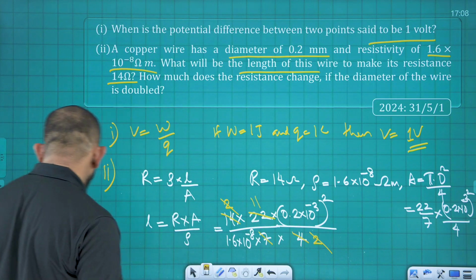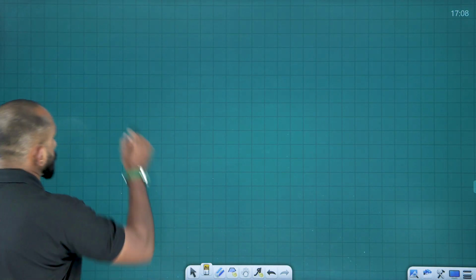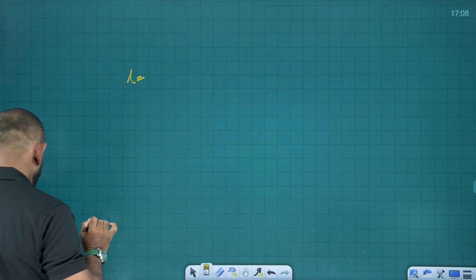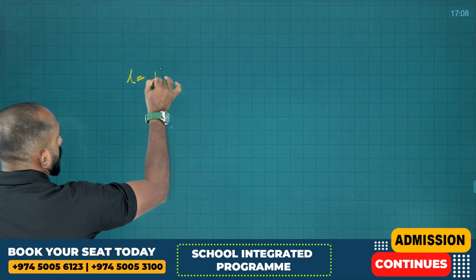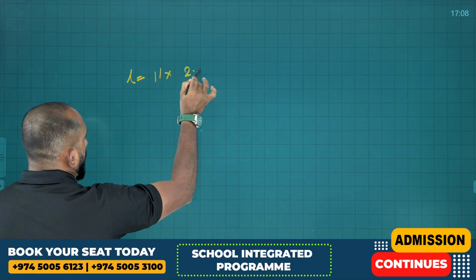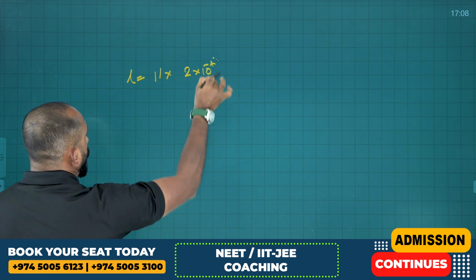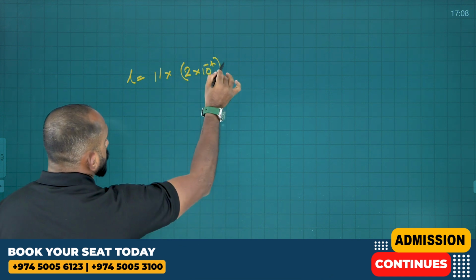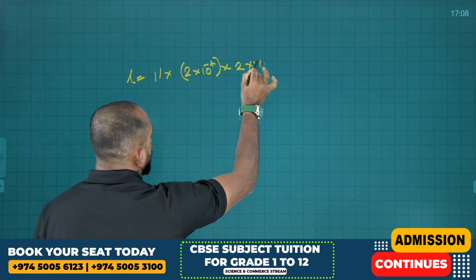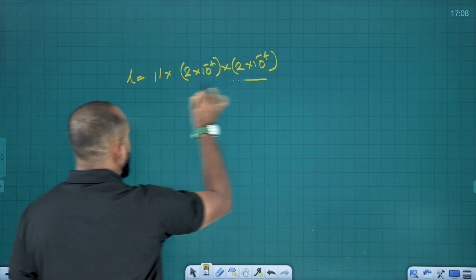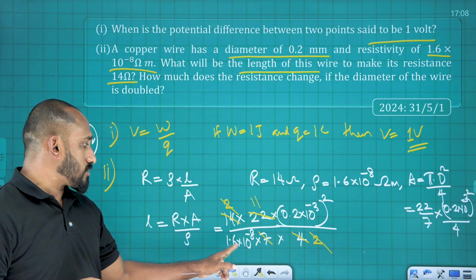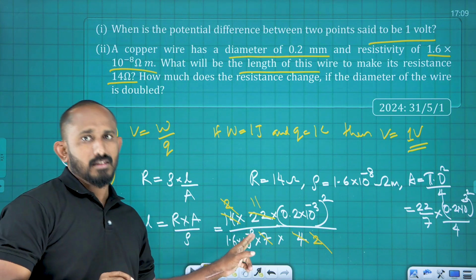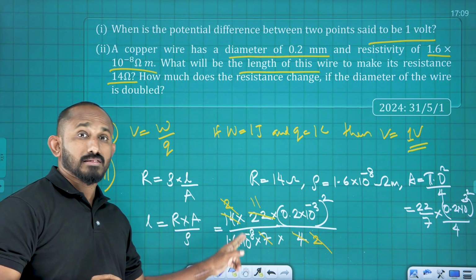So here, the final answer will be like L is equal to, we have numerator 11 into 0.2, I am writing 2 into 10 raised to minus 4, the whole square is there, so 2 times you have to multiply, 2 into 10 raised to minus 4, divided by the denominator. All is cancelled, only 1.6 into 10 raised to minus 8 is there.